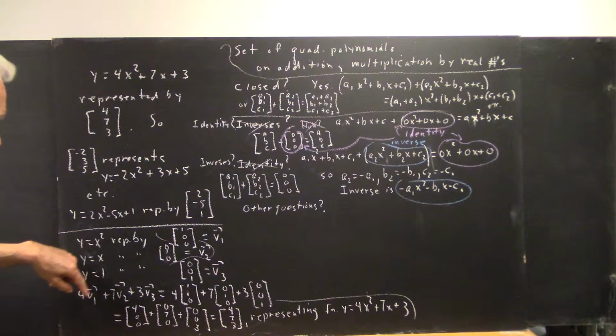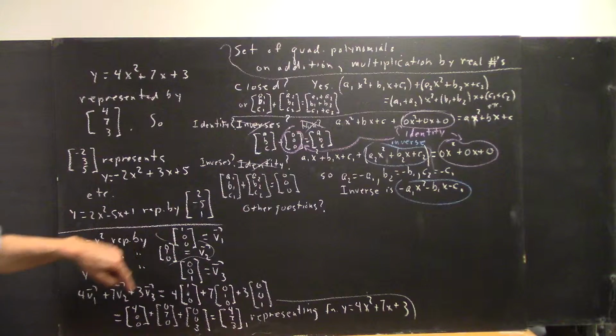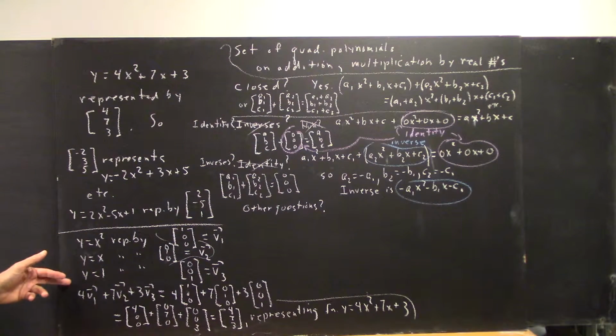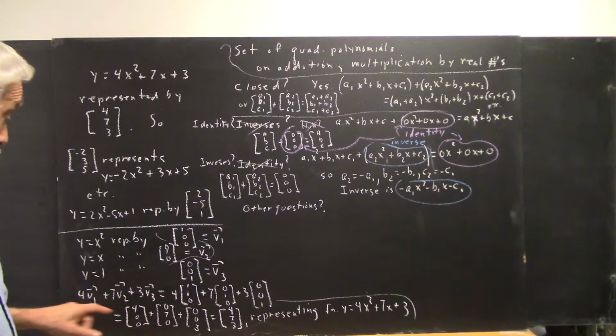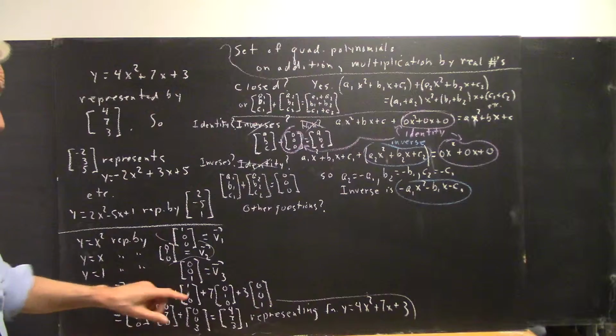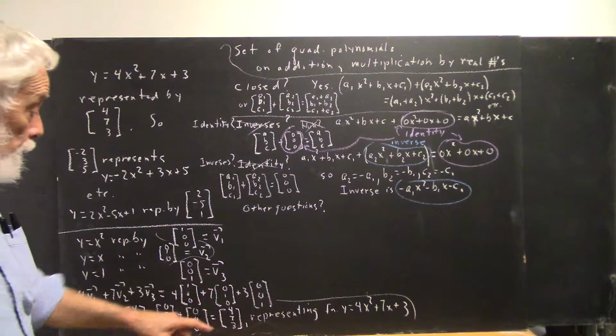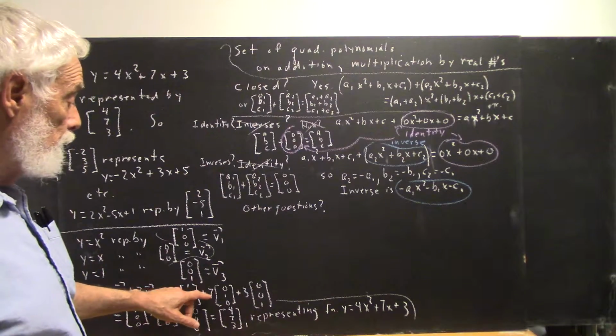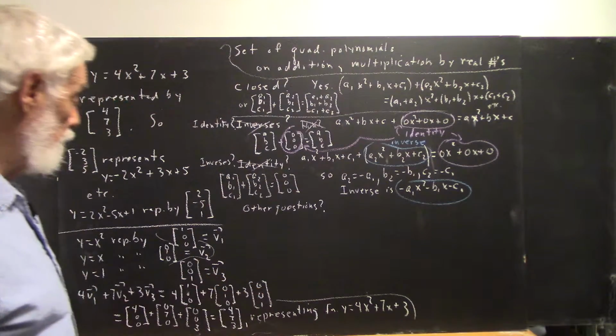So what is the vector 4v1 plus 7v2 plus 3v3? It's called a linear combination of these three vectors. We just add multiples of the three vectors. That forms what we call a linear combination. Well, we represent v1 as 1, 0, 0, v2 as 0, 1, 0, v3 as 0, 0, 1, and we do 4 times this plus 7 times this plus 3 times this.